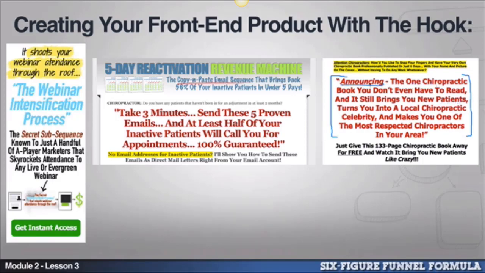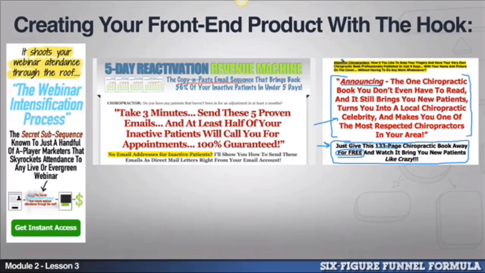Just as a side note, announcing conveys that it is new. You heard me talk about, when we talked about the hook, that it's got to convey new, freshness, right? And over here is the big promise portion, right? You've got the hook over here, that there's this book that you don't even have to read, and it does all these things. The promise right here, just give this 133-page book away for free and watch it bring you new patients. So there is specificity in here, 133 pages. There's also a curiosity factor, give it away for free, right? And it's going to bring you new patients.